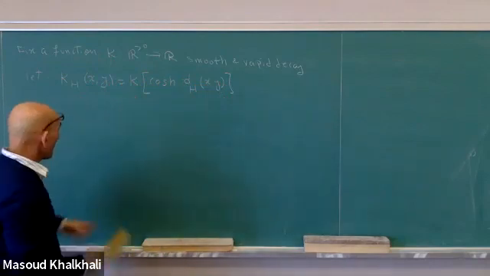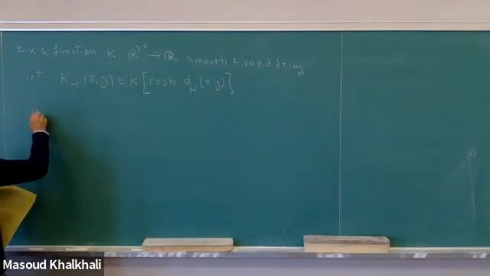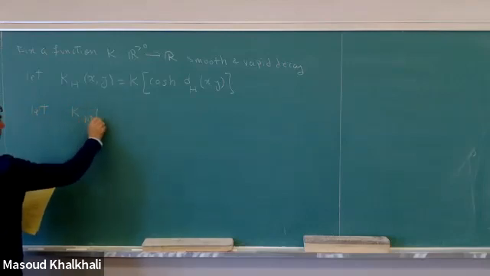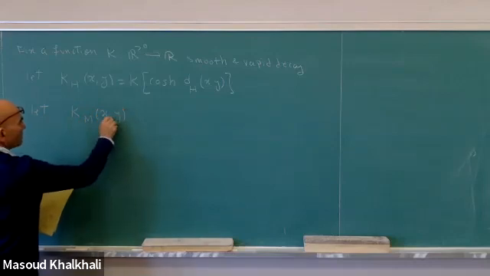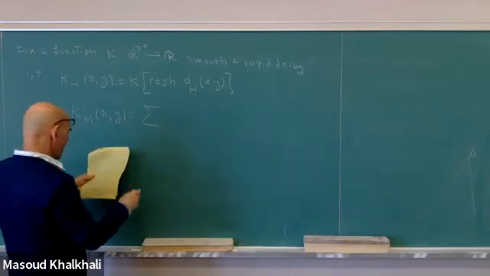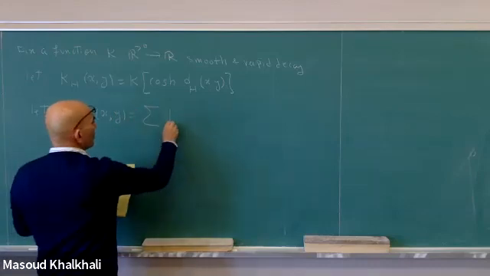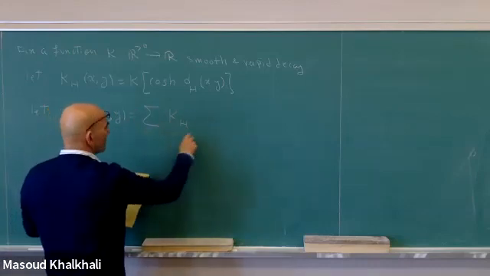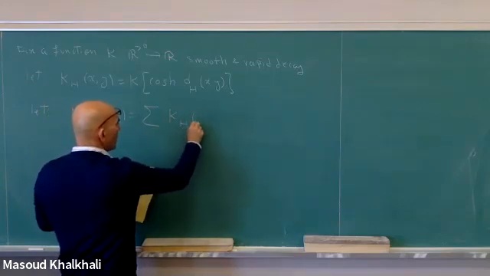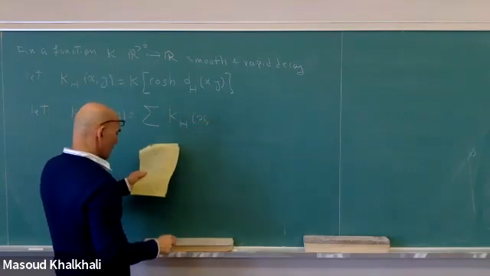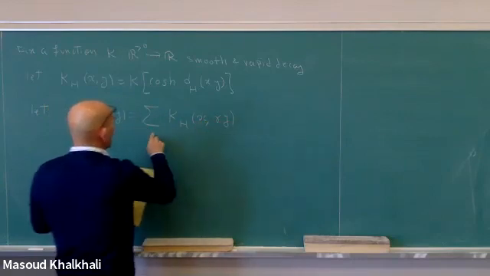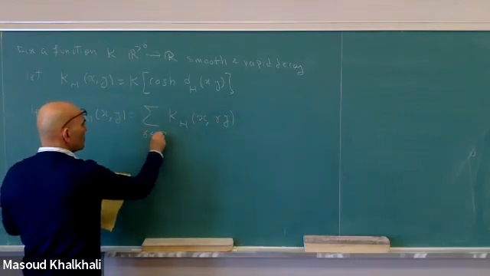Now let this k_M of x and y be equal to the averaging of this element over the lattice, I mean over this discrete subgroup gamma: k_h of gamma x and gamma y, where gamma belongs to the subgroup.